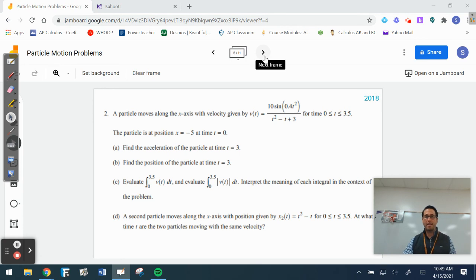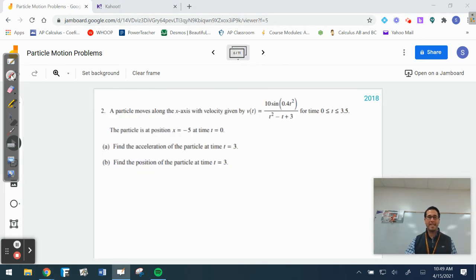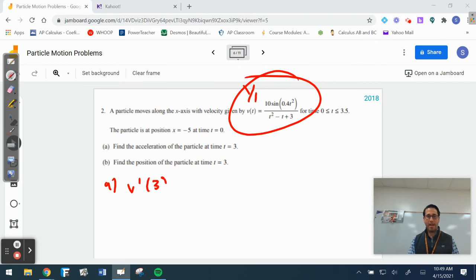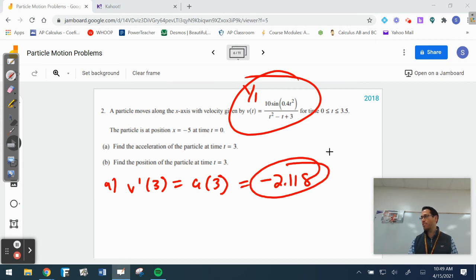Let's get rolling. They give me a function here. It's got a sine in it. It's got a trig. So that means I better make sure I'm in radian mode. First question here, right? I'm going to plug this in y1. And it asks me to find the acceleration. Well, if I have that in y1, this is simply just v prime, right? V prime of 3, right? That would be a of 3, which would be a math 8 question. Make sure you guys math 8 this bad boy, and if you do it all correctly, you should get negative 2.118 as your answer. That would only be worth 1 point.